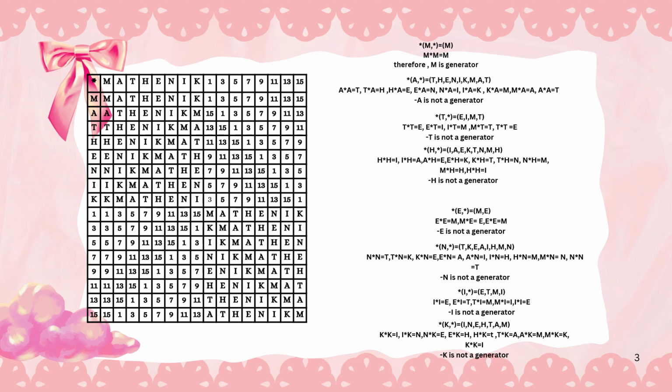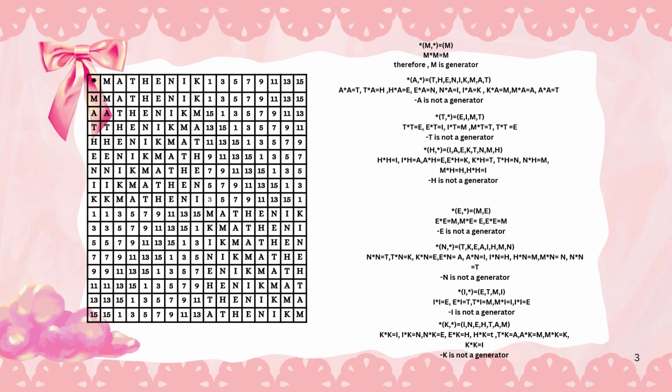Next, if we operate A to itself, we get the element T. Then T operates A, we get the element H. Then H operates A, we get the element E. Then E operates A, we have the resulting element N. Then N operates A, we have the resulting element I. Then I operates A is equal to K. Then K operates A is equal to M. Then M operates A is equal to A. Then A operates A is equal to T. Therefore, A is not a generator.